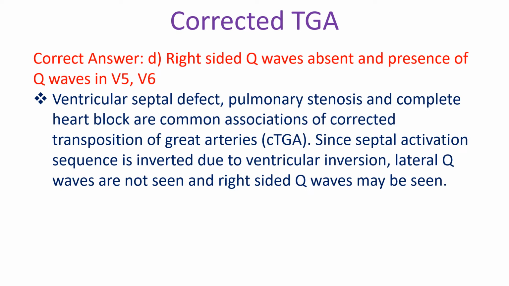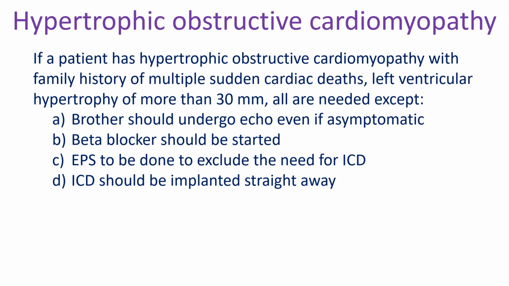Ventricular septal defect, pulmonary stenosis and complete heart block are common associations of corrected transposition of great arteries. Since septal activation sequence is inverted due to ventricular inversion, lateral Q waves are not seen and right-sided Q waves may be seen.